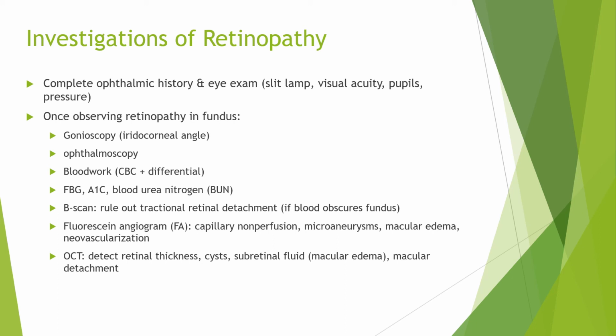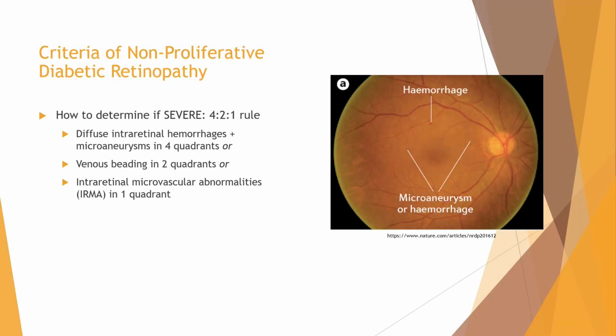Fluorescein angiogram can also show with high contrast any capillary non-perfusion, microaneurysms, macular edema, and neovascularization. Finally, the OCT can detect retinal thickness, cysts, and subretinal fluids like the macular edema, and macular detachment. There are lots of criteria in diabetic retinopathy. For example, for determining if non-proliferative diabetic retinopathy is severe, we use a 4-2-2-1 rule.